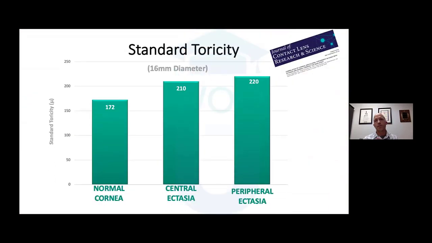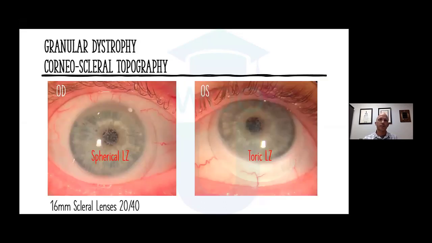And by the way, just a pro tip as well: when we're talking about toricity, and sometimes even if you aren't able to measure it, the average amount of toricity at approximately 16 millimeters, for either the normal cornea or even for eyes with ectasia or keratoconus, is around 200 microns. So that is sometimes helpful to know in advance.